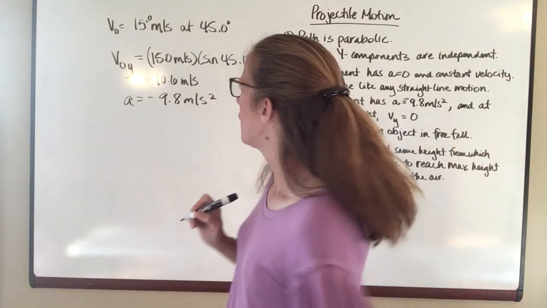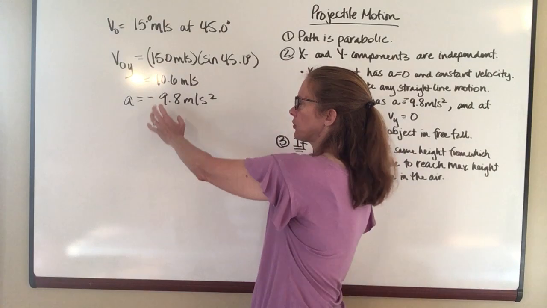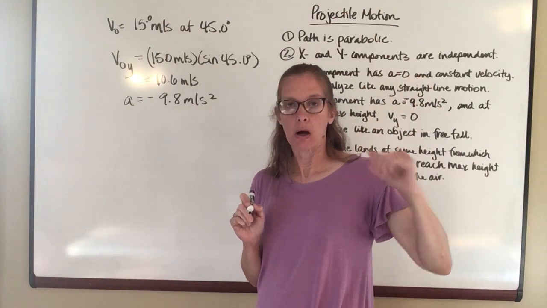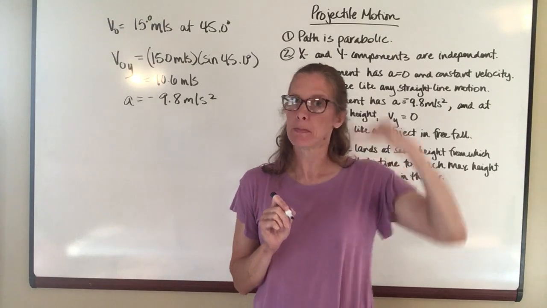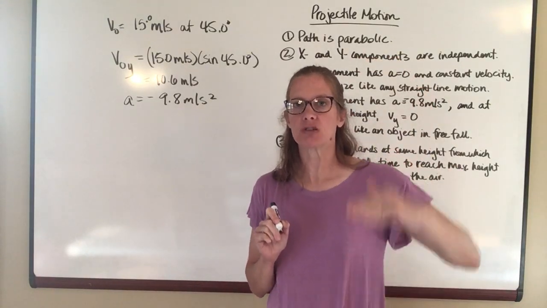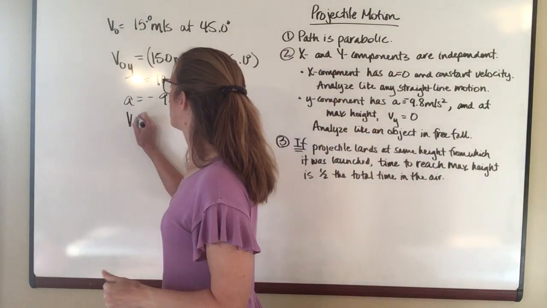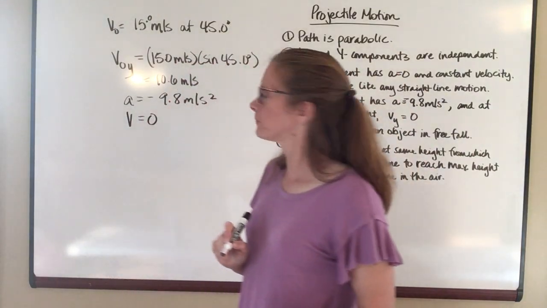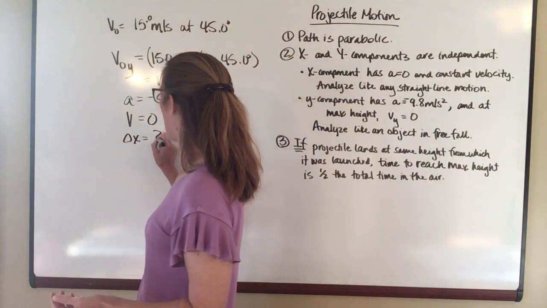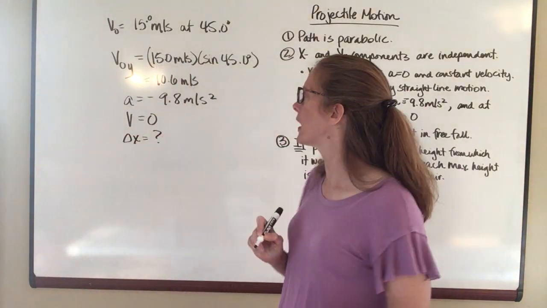Okay. What do I know about the velocity in the y direction when it hits its maximum height? Well, we talked about that over here. We said at its maximum height, I'm treating this just like any object in free fall. Once it gets to its maximum height, the velocity is going to be 0. What am I looking for? I'm looking for delta x. I want to know how high this football went.